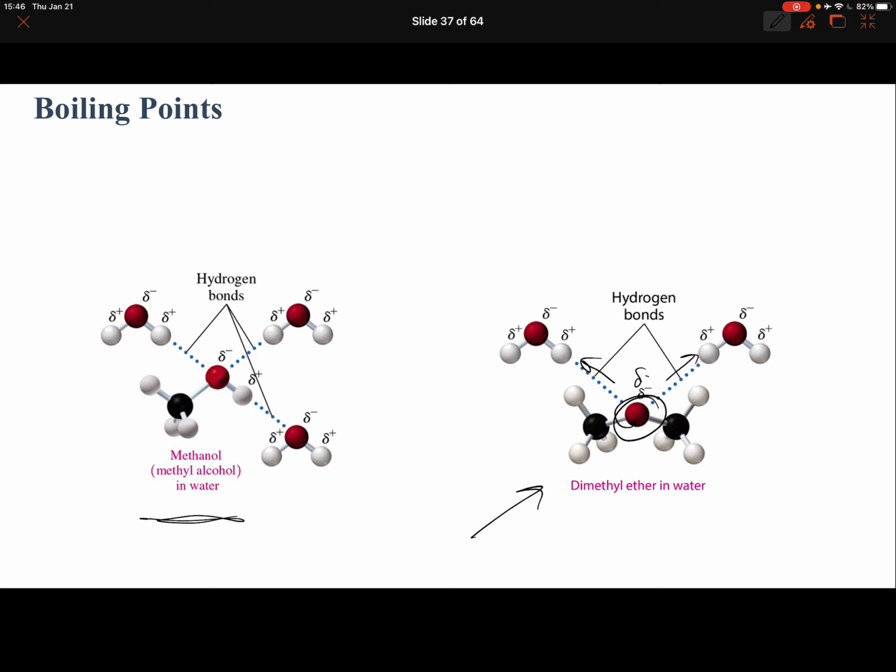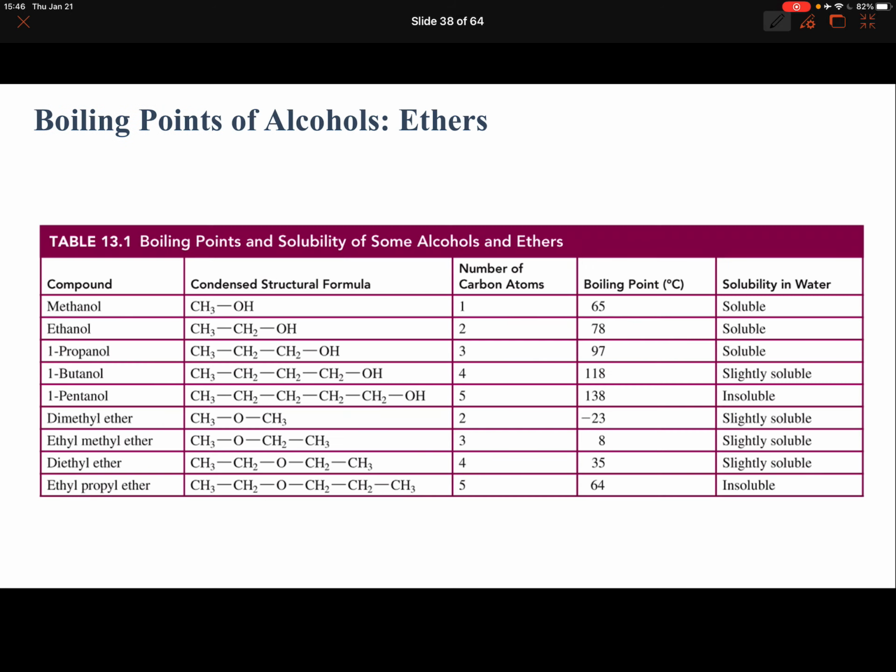But where alcohols could interact with each other because of hydrogen bonding, ethers can't. Ethers don't have the ability to hydrogen bond with each other because they don't have an OH group. So what that means is we're going to see differences in their boiling points. So alcohols with similar mass have higher boiling points than ethers because the alcohols have that hydrogen bonding that they need to overcome if they're going to boil.